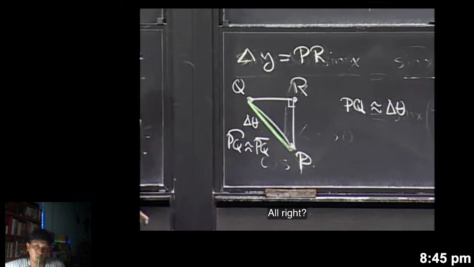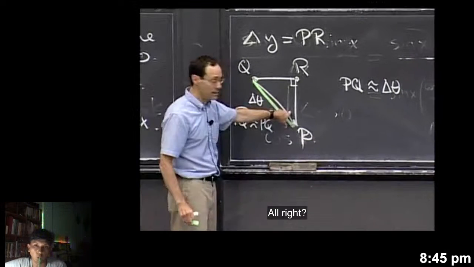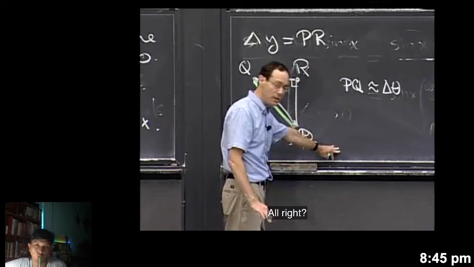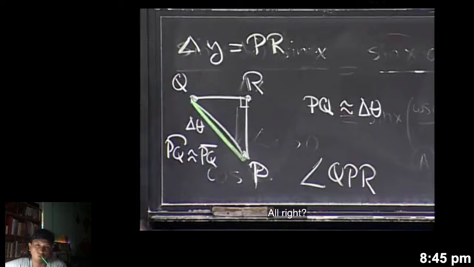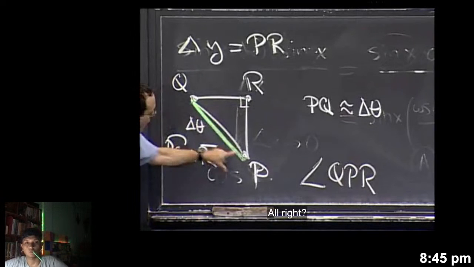So our goal, I'm going to put it one step below because I'm going to put the geometric reasoning in between, is I need to figure out what the angle QPR is. If I can figure out what this angle is, then I'll be able to figure out what this vertical distance is, because I'll know the hypotenuse and I'll know the angle, so I'll be able to figure out what the side of the triangle is.